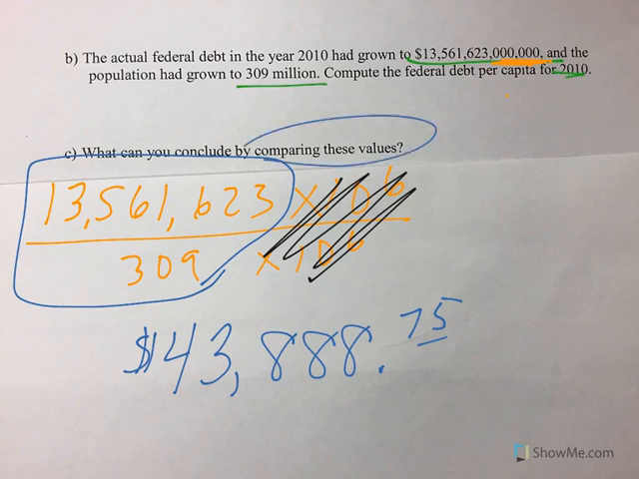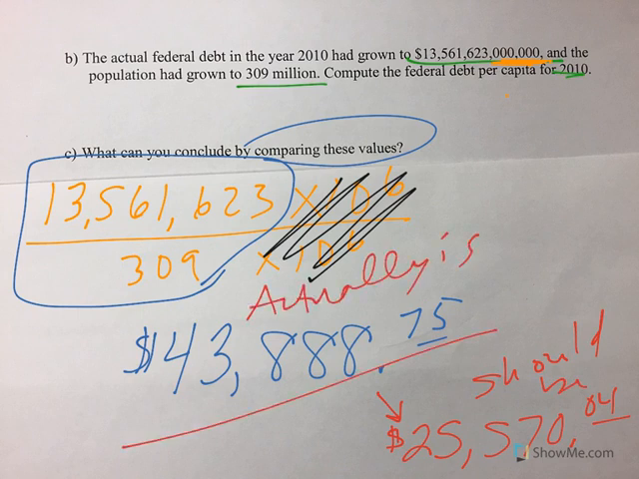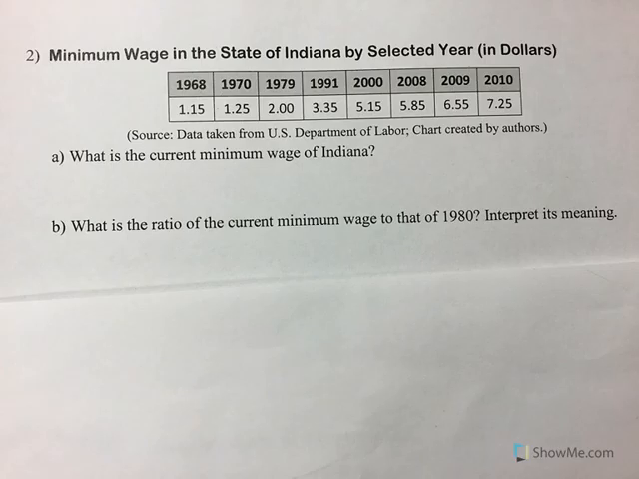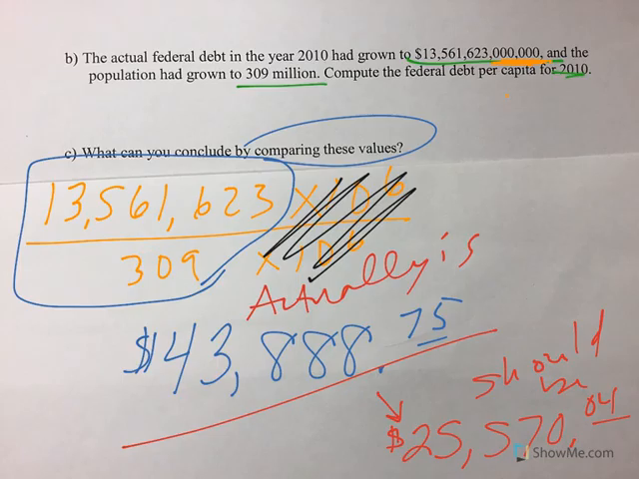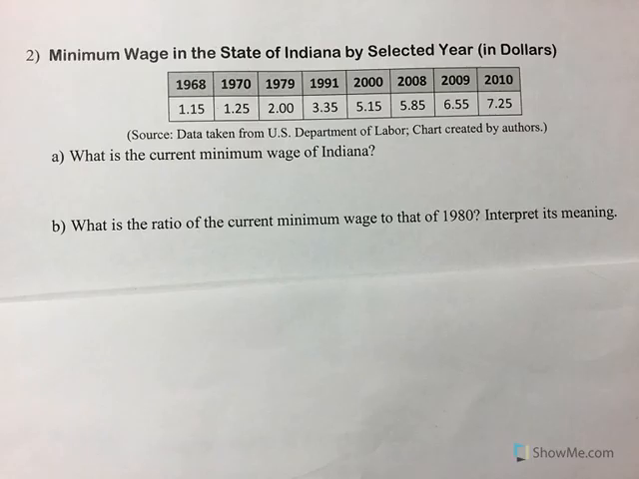So compare these values. For comparison, remember the last one I said with inflation, it should have been $25,570.04. It really is almost $44,000. This is what it should be. This is what it actually is. That's a crazy difference. The federal debt per capita grew, oh, that's the next question. I lied, I don't have a C on here. It grew, it's right here. So the federal debt per capita grew a lot faster than inflation, just a crazy amount faster than inflation. Okay, now we can move on to the next question.